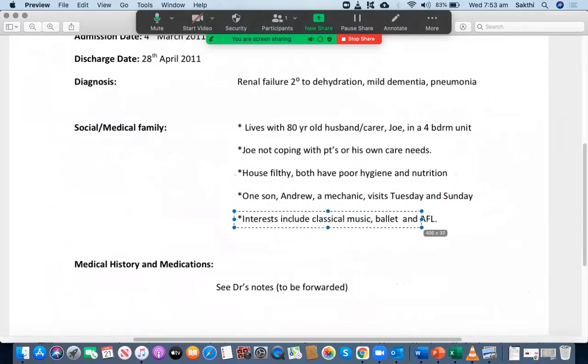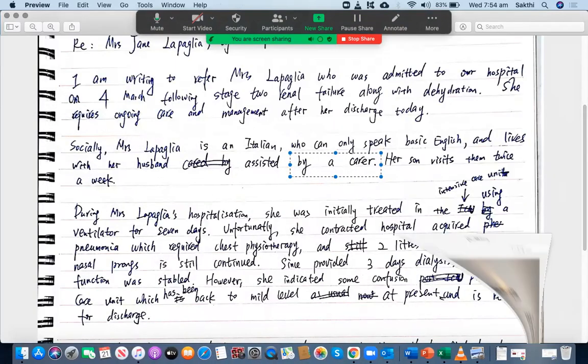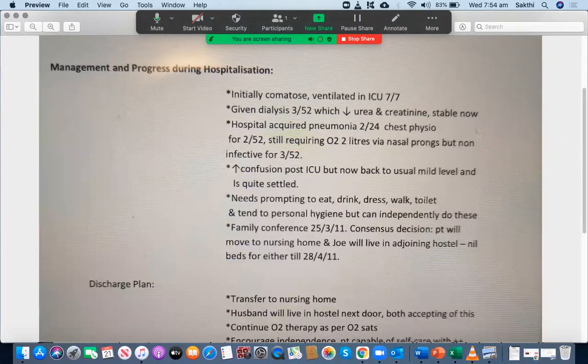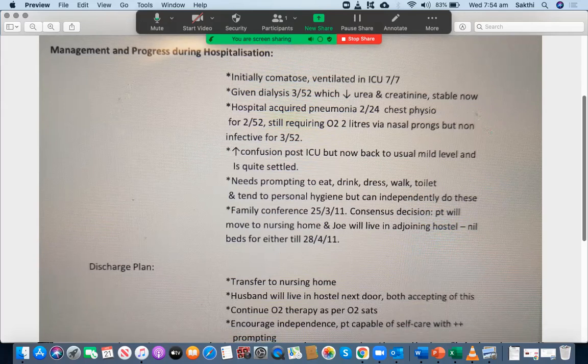Interests include classical music, ballet, and AFL. I don't think so. Medical history. See doctor's notes to be forwarded. All right. Medical history. That's okay. Let's go to the next one. Initially comatose, ventilated in ICU for 7 days. It's for 7 days actually. And then this one, given dialysis in the urine, stable now. Yep. Acquired ammonia 2 out of 24. Just physio. Okay.